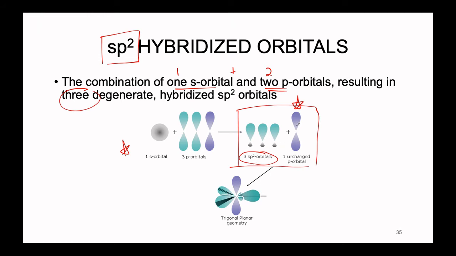The orientation of each of these 4 orbitals, though, the 3 sp2 and the 1 p, as they come together, we can see in the shape down below. We call this a trigonal planar geometry because the 3 sp2 orbitals are oriented in this trigonal plane. We can see that the one unchanged p orbital, though, exists above the plane and below the plane. It runs perfectly perpendicular to it.